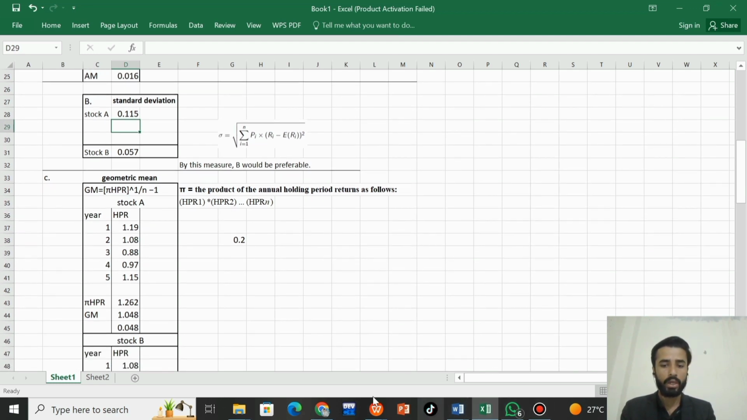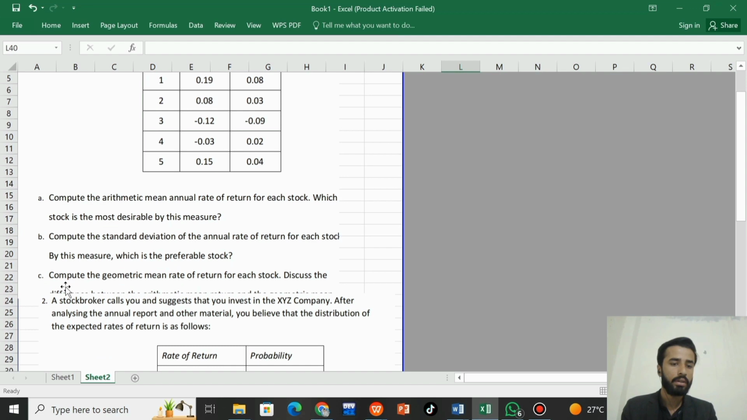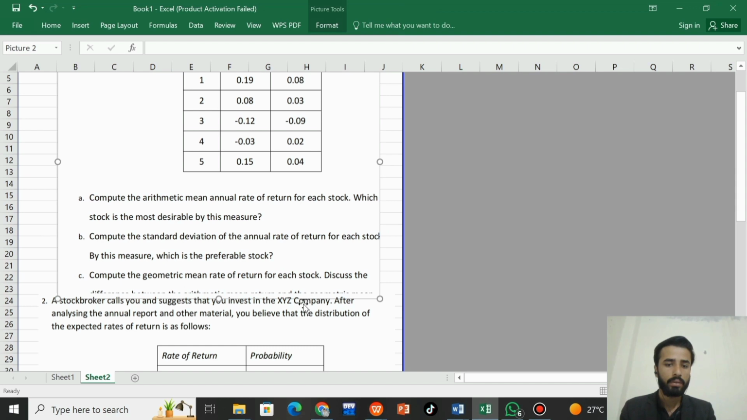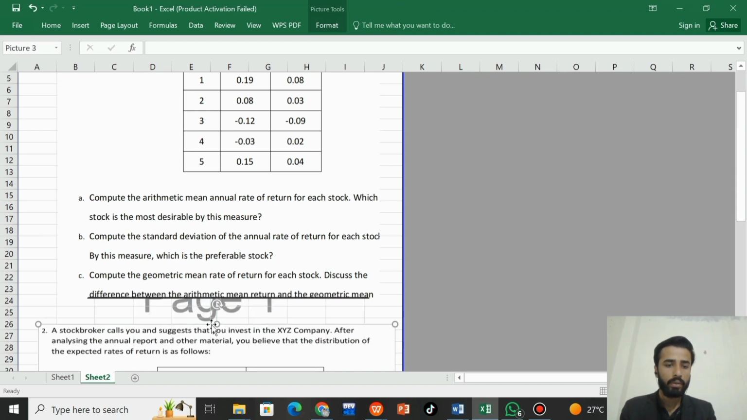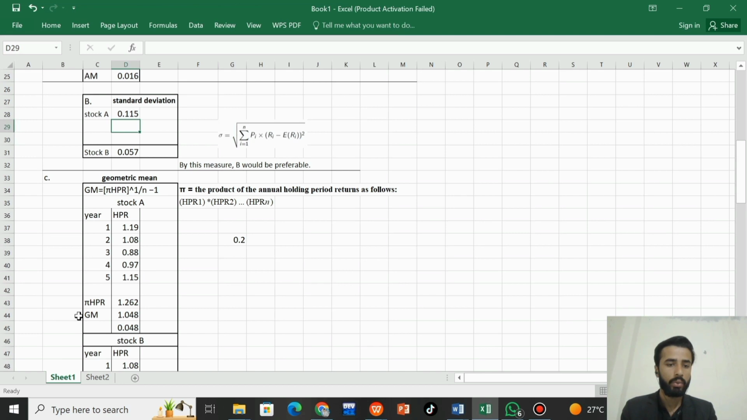Now we are going to part C. Look what part C says. Part C: compute the geometric mean return of the rate of return for each stock. Sorry, we'll discuss the difference between the arithmetic mean return and geometric mean return. Okay, we are solving this here. Now we have to calculate the geometric mean return.